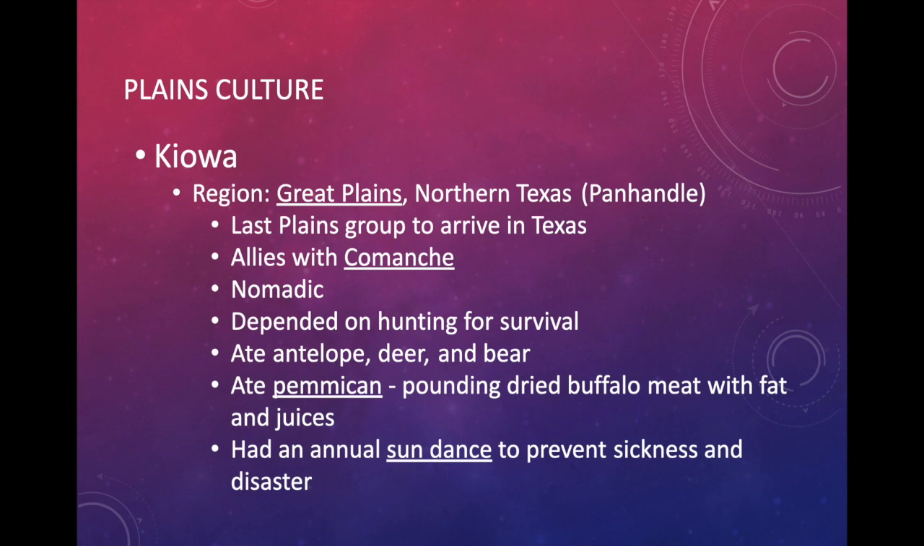So they did eat antelope, deer, and bear. They also made a thing called pemmican. Pemmican is almost like a meat paste that is made from dried buffalo, and then you grind the buffalo into a powder and then add fats and juices back in it to make a paste. And they would use that as almost like a protein shake. They'd grab a scoop of it and eat it when they were out on a hunt.